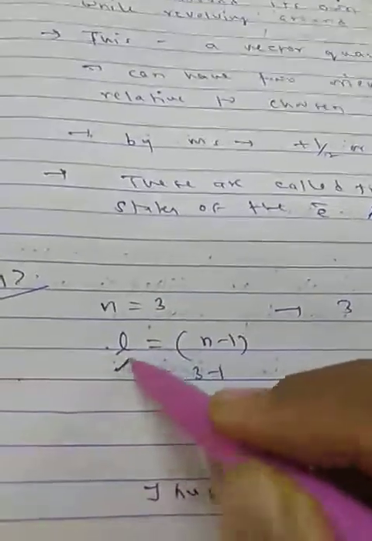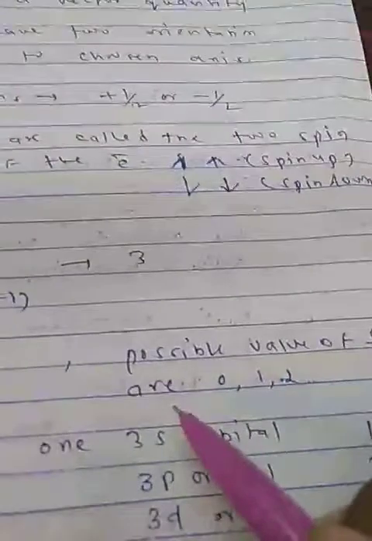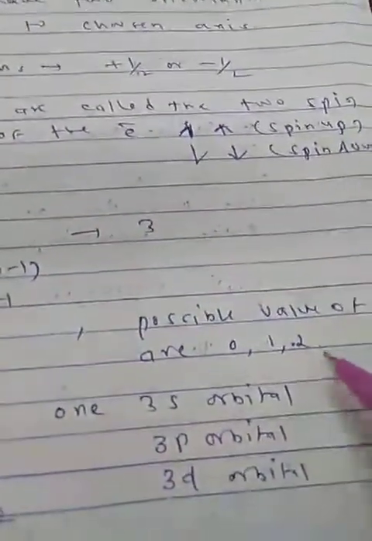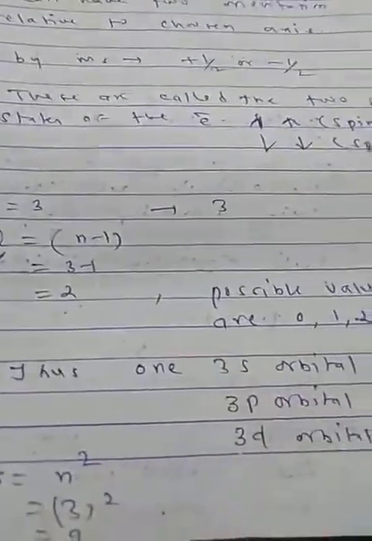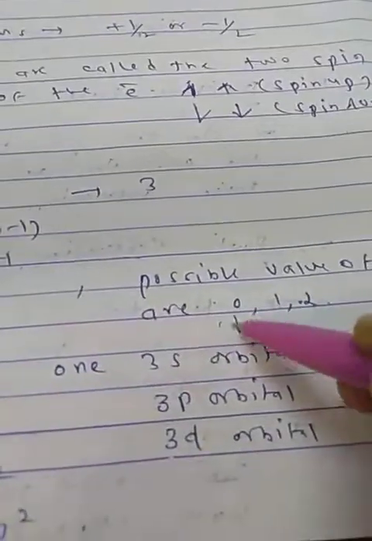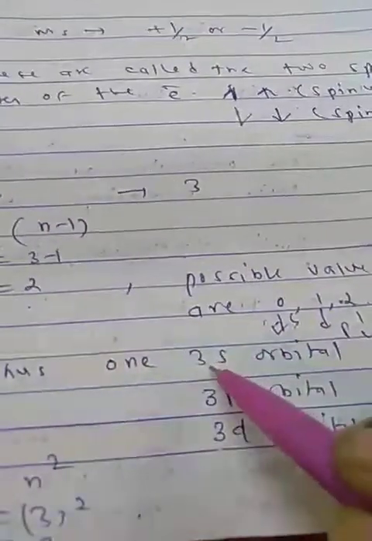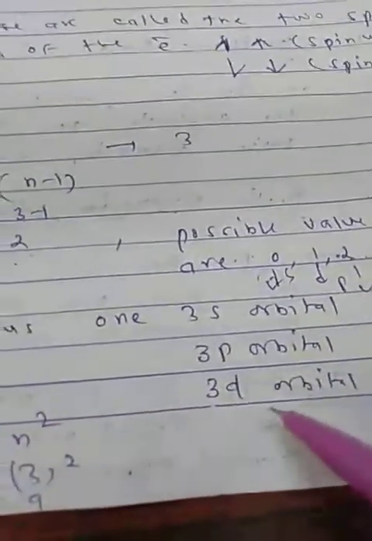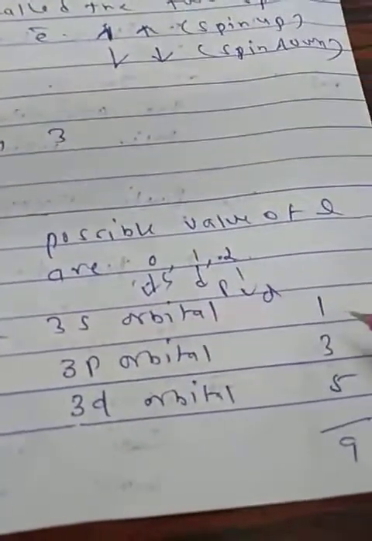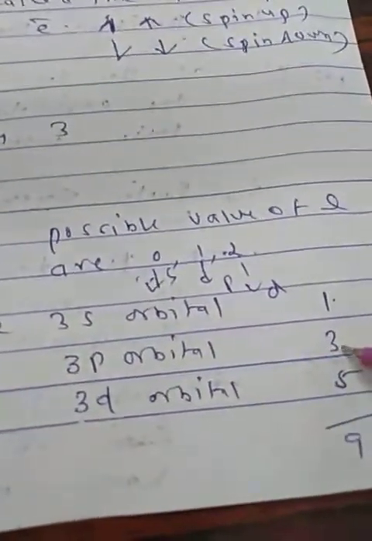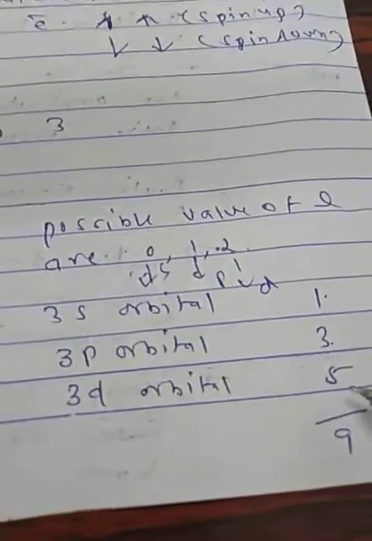L we have to find next: n minus 1, 3 minus 1, 2. So the possible values of L are 0, 1 and 2. 0 means s, 1 means p and 2 means d. So 1 3s orbital, 1 3p orbital and 1 3d orbital. Otherwise, we can total it: in 3s the subshells are 1, in 3p the subshells are 3, and in the d orbital 5 subshells are there. So you have to total it.